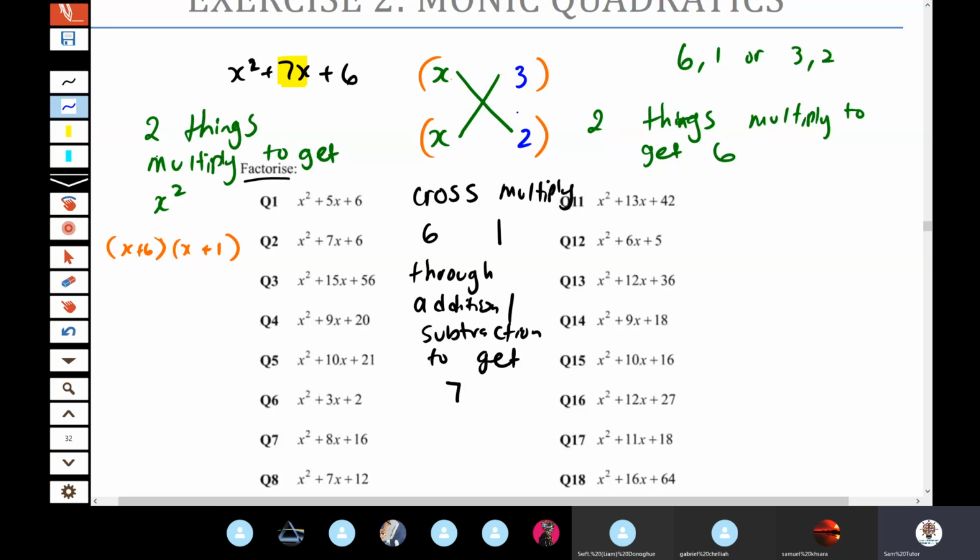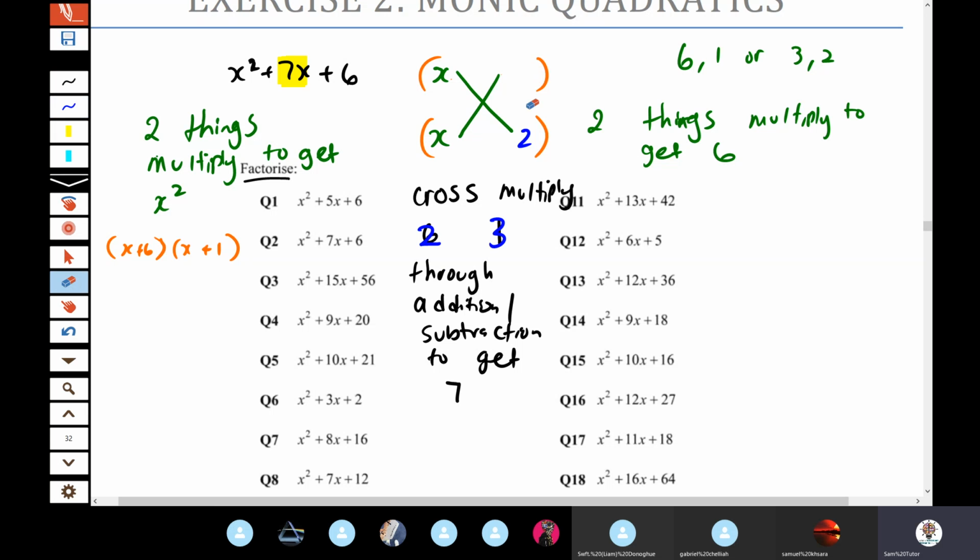Because 3 and 2 multiply to get 6. But as they cross multiply, what numbers do you get? You would get 2 and 3. Would 2 and 3 through addition or subtraction get a 7? Would 2 and 3 ever get a 7? Well, no. 2 plus 3 is 5. 3 take away 2 is 1. You'll only get a 5 or a 1 with a 2 and a 3. So the answer is, no. A 2 and a 3 won't work.